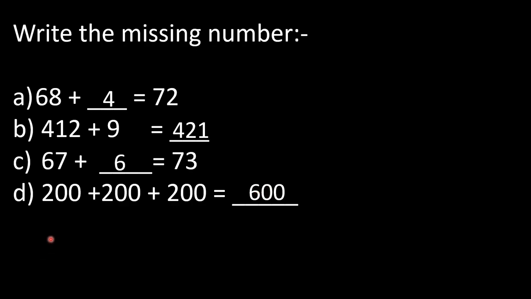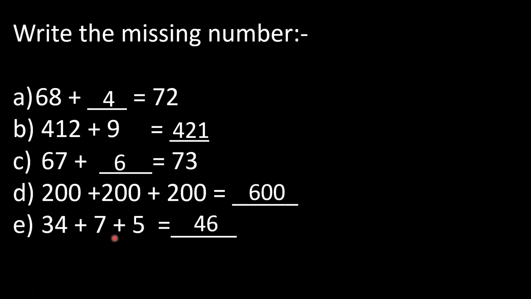Now in E part, 34 plus 7 plus 5. So here what we have to do? First of all, we have to keep 34 in our mind. Okay, and open your 7 fingers. So let's start counting forward. 35, 36, 37, 38, 39, 40, 41. Now keep 41 in your mind and open your 5 fingers. Now let's start counting after 41. 42, 43, 44, 45, 46. So we'll write 46 here.